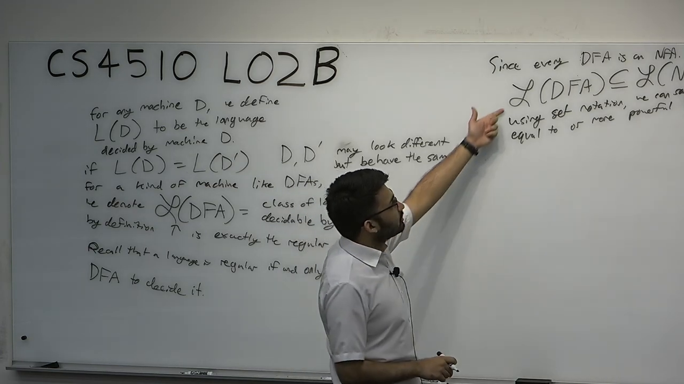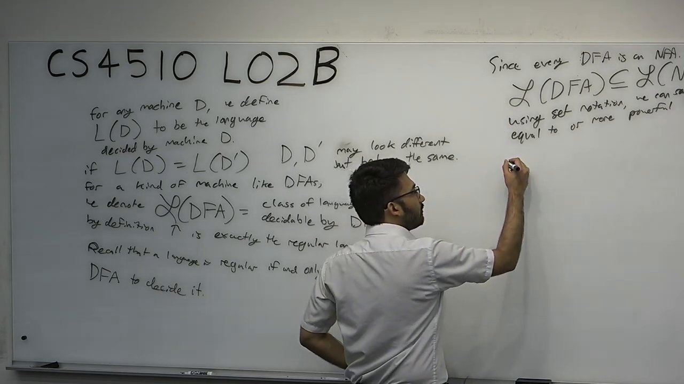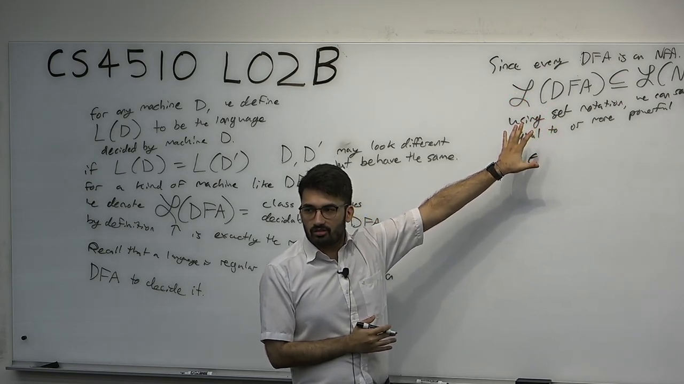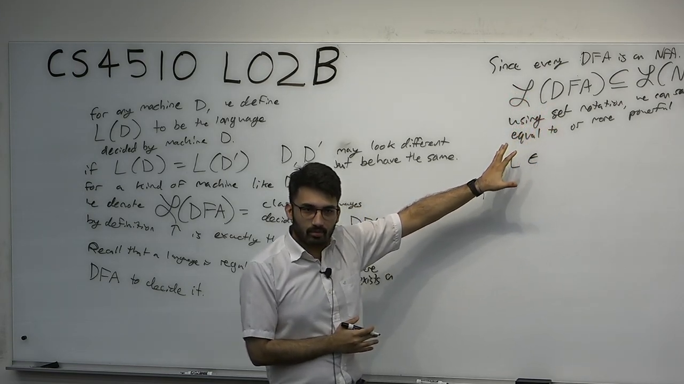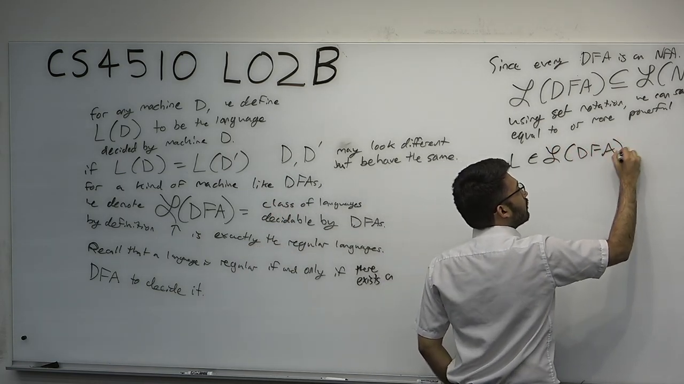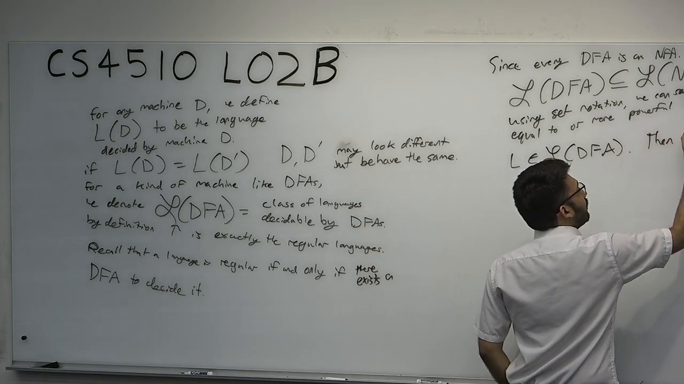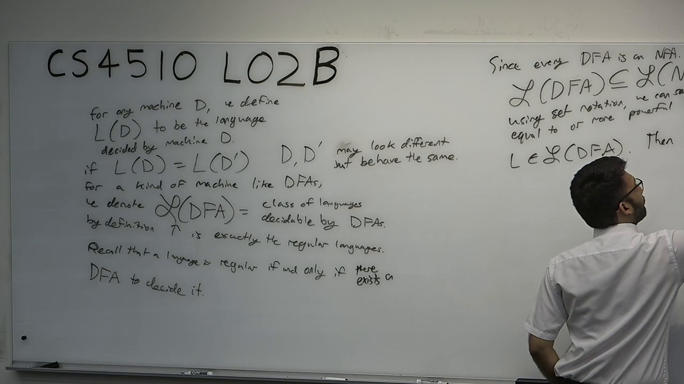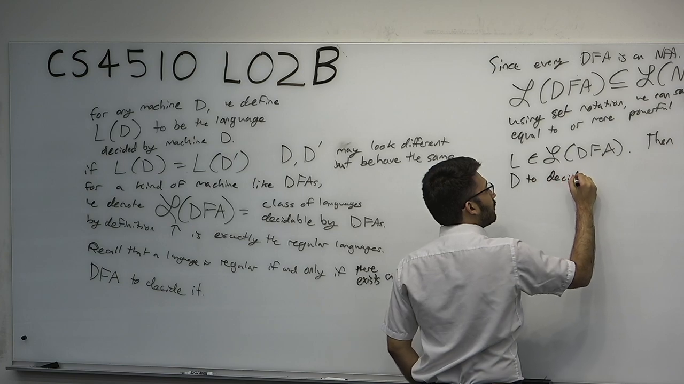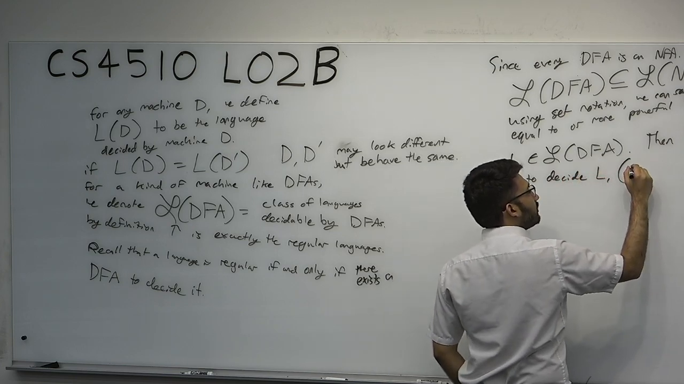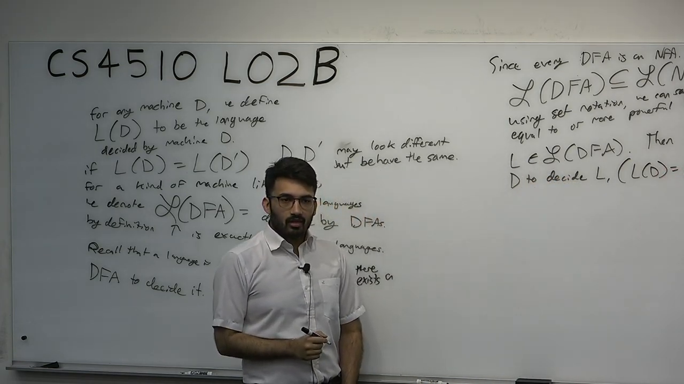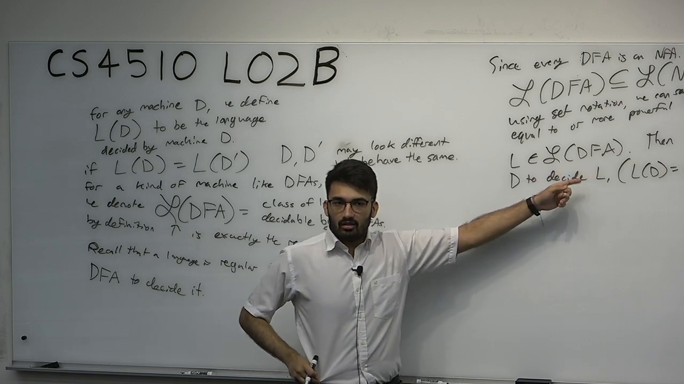Right. So, just a high level proof of this. The statement should be obvious, but I want to work through it just so we understand maybe some of the mechanics that are involved in proofs like this. So, if L is in L of DFA, then there exists a DFA D to decide L. What that really means is that the language decided by D is equal to L. Right? So if L is in L of DFA, it's regular. There exists a DFA for it.